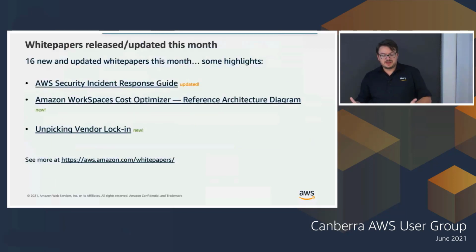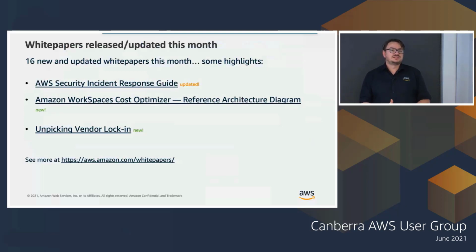For white papers this month, there were 16 new and updated white papers, a couple that I wanted to call out as highlights. The AWS Security Incident Response Guide got an update. So if you're in the security space, seeing the updates for that is always one you want to stay close to. The Amazon WorkSpaces Cost Optimizer has a reference architecture diagram.